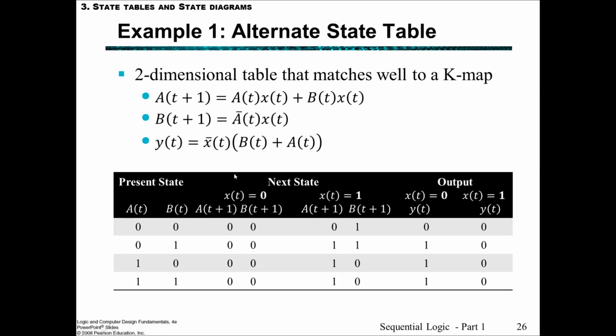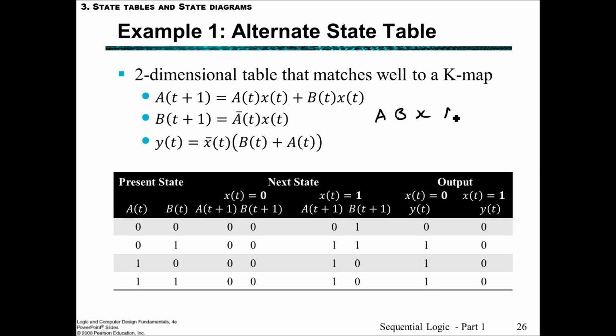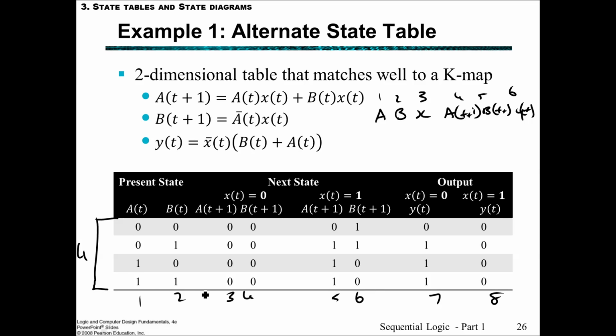This is an alternate state table. Rather than showing the x at time t as its own column, we actually group it with the next state as well as grouping it with the outputs. Previously, we had columns of A, B, x, A at t plus 1, B at t plus 1, and y at t. This is a total of 6: 1, 2, 3, 4, 5, 6. Now we have 2, 3, 4, 5, 6, 7, 8 columns, which is more than before, but we have fewer rows. Here we only have 4 rows, where before we had the full 8 because we needed to express the possible values of x.